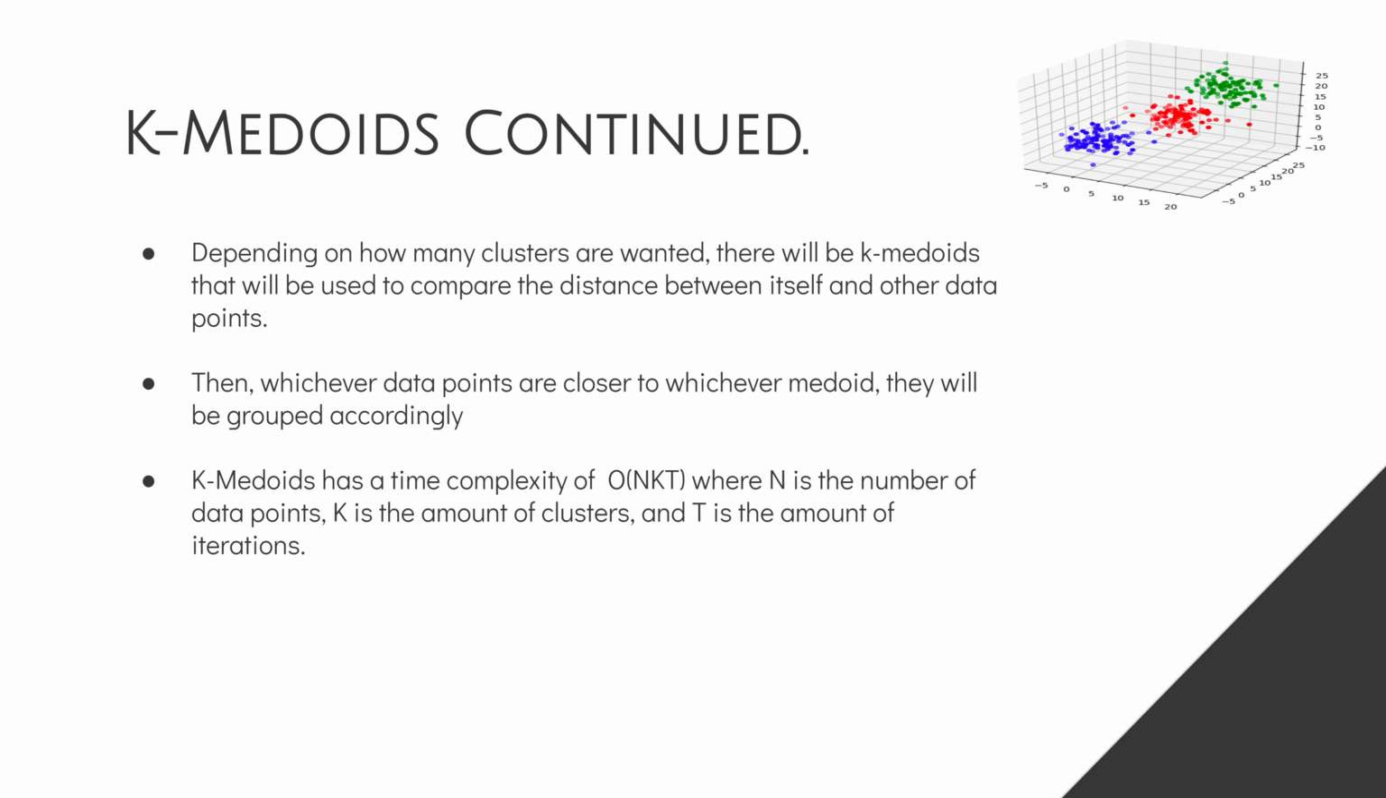A little bit more. Usually when the algorithm is run, we will specify how many clusters we want, and depending on how many clusters we specify, that is how many medoids will be generated. Whichever data points are closer to whichever medoid, they will be grouped accordingly. K-Medoids has a time complexity of O(nkt), where n is the number of data points, k is the number of clusters, and t is the number of iterations.